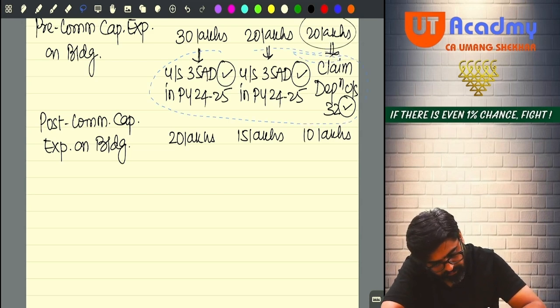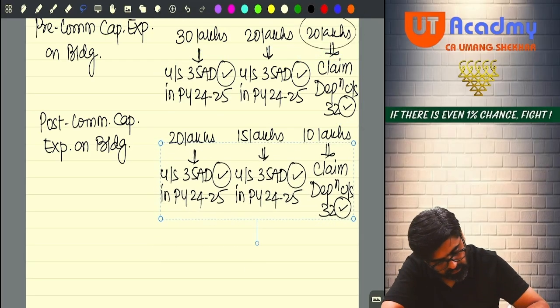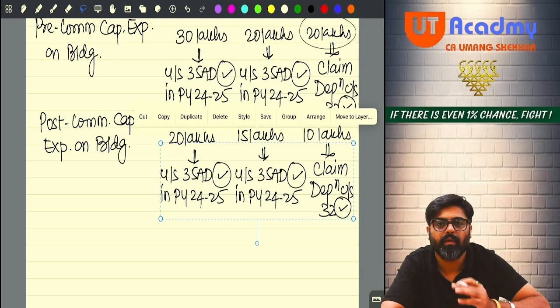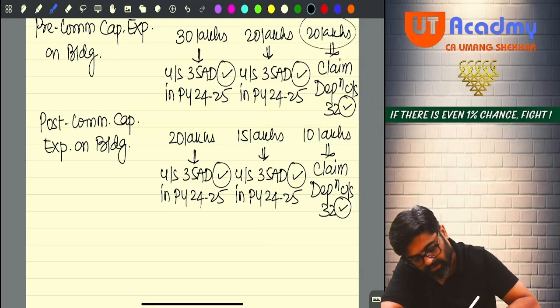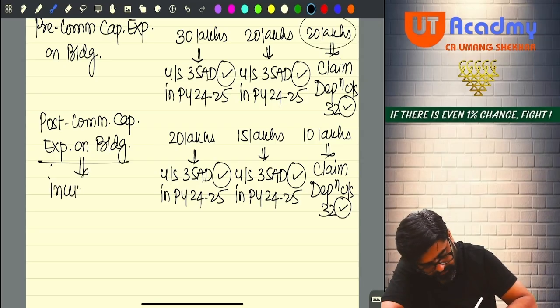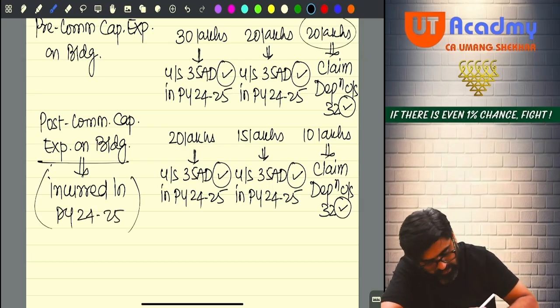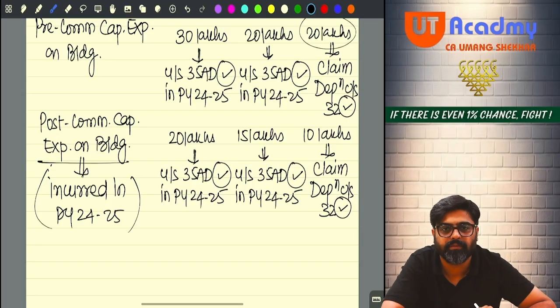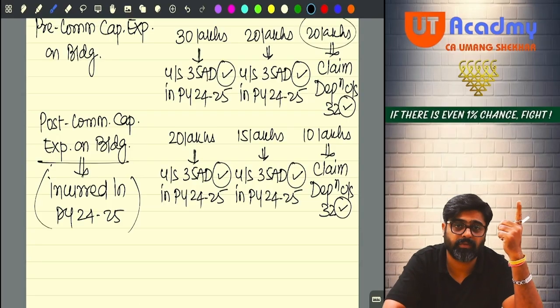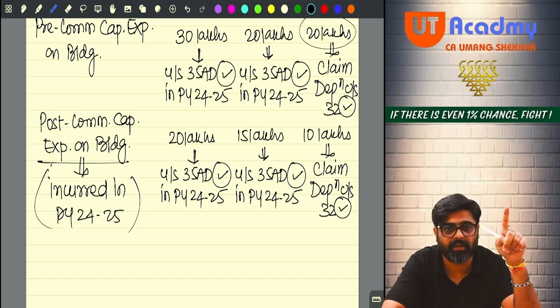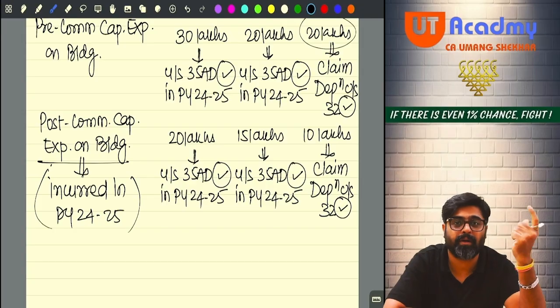Sir, copy and paste. Because post commencement capital expenditure on the building incurred in which previous year? In previous year 24-25. So it will be allowed as a deduction in 24-25 only. And the last one will be allowed as a deduction in the form of depreciation in this year only. But not fully. Some part of that.